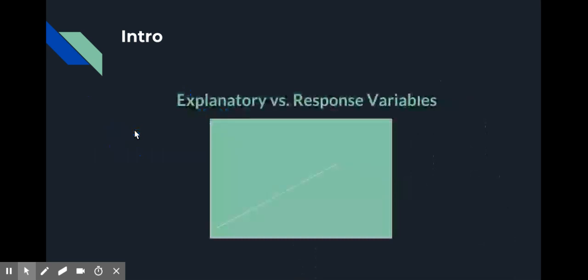So the two variables are the response variable and the explanatory variable. These are both going to be two quantitative variables. The explanatory variable is the x variable, and it explains and influences change in the response variable, and it's an independent variable. And then the response variable measures an outcome. It is the y variable or the dependent variable.